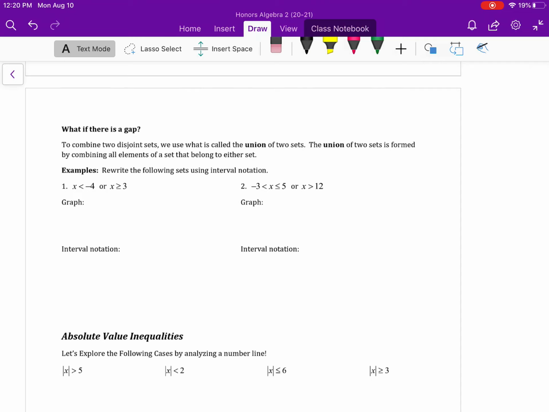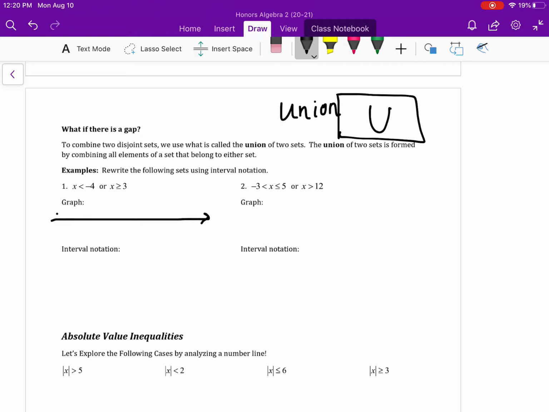So what happens if there is a gap? What happens if there's something in the middle? There's a big symbol that we will use, and it's called the union symbol, which is just this big U. Let me show you the graph. If I have the graph that says x is less than -4, I'm just going to draw one big graph. X is less than -4, but it's greater than or equal to 3. We do it on the same graph, and here's how we do it in interval notation.